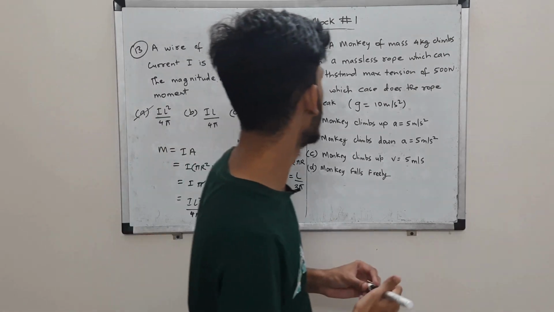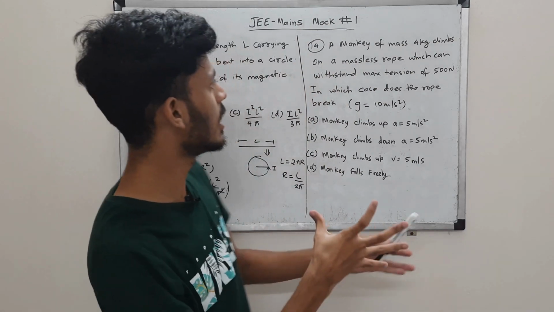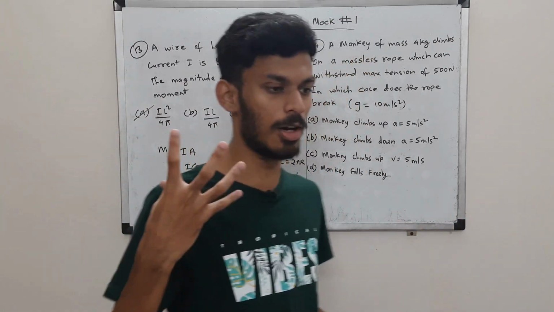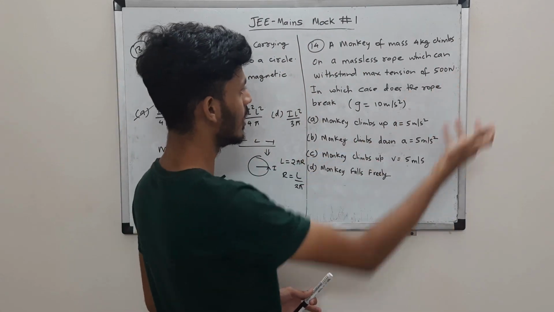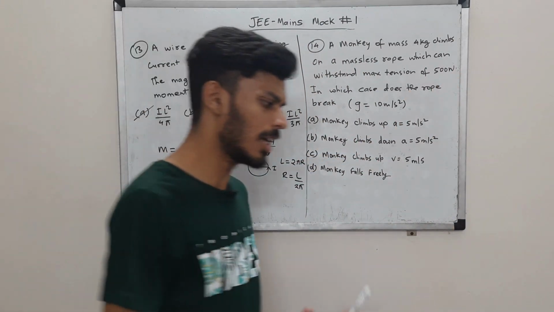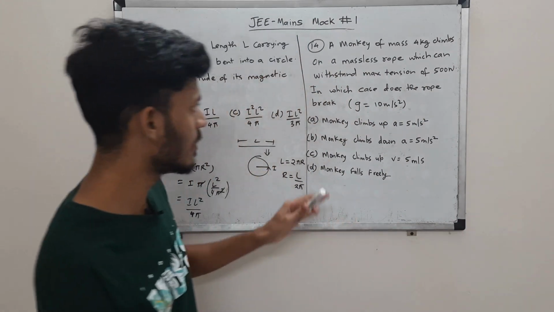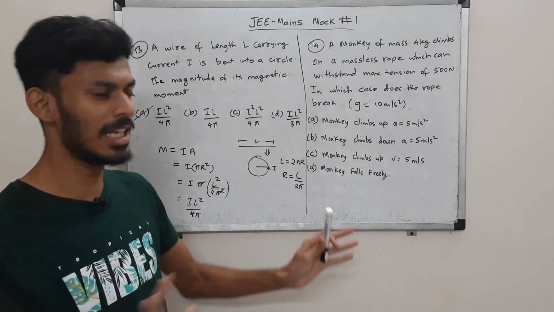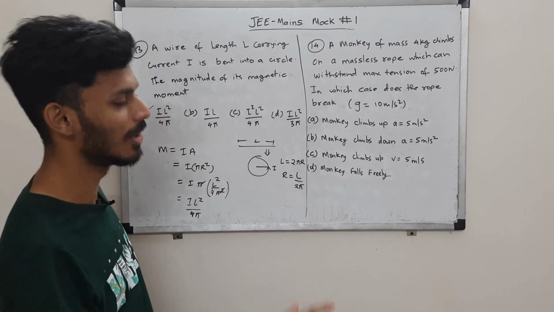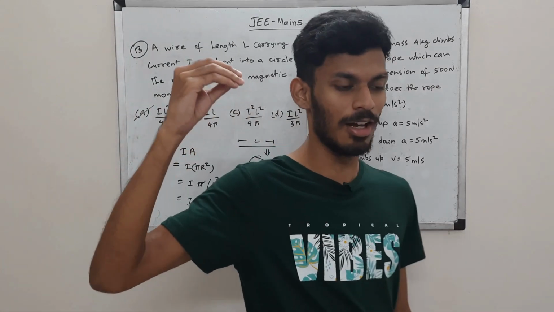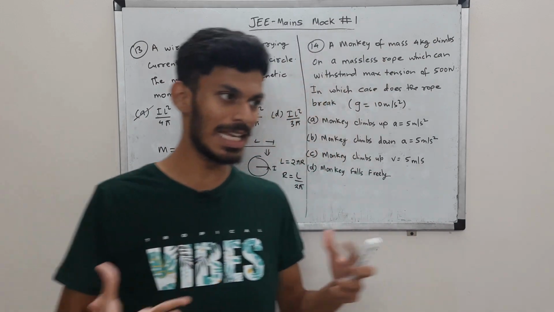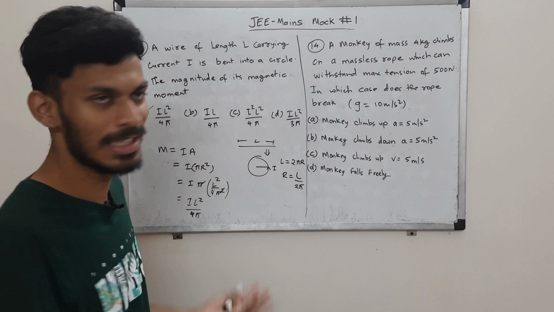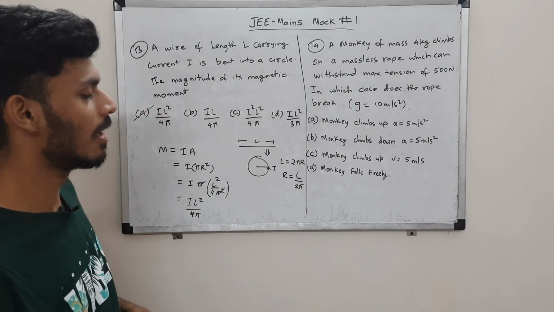Okay, so now question number 14. A monkey of mass 4 kg climbs a massless rope. The maximum tension that your rope can handle is 500 newtons. You are supposed to tell among the following the case where the rope will break. Okay, so let's not be monkeys. It's very simple. The maximum force the rope is going to experience is when the monkey is climbing the rope, right? And it's JEE, so only one option will be correct.